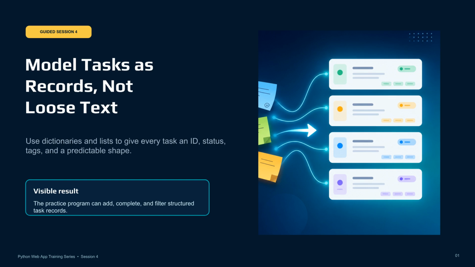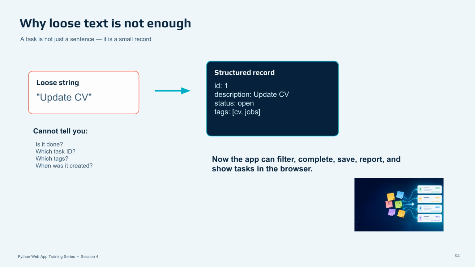Welcome to Session 4. Today, we move beyond treating a task as just a sentence. To build a real application, you need to structure your tasks as records that include a description, status, tags, and a unique identity. Why is loose text not enough?